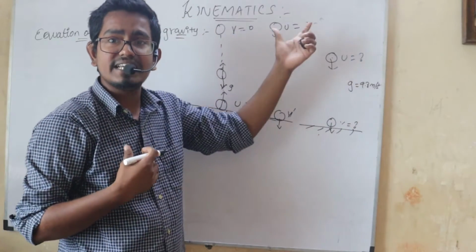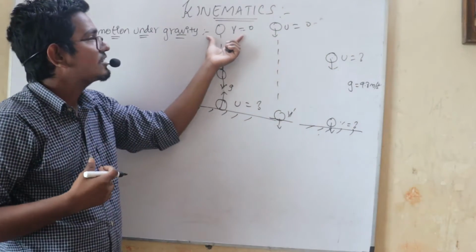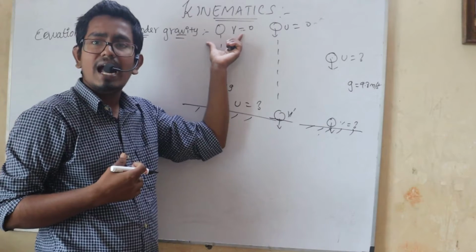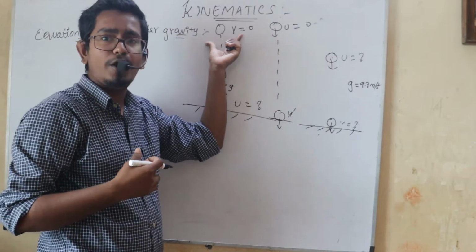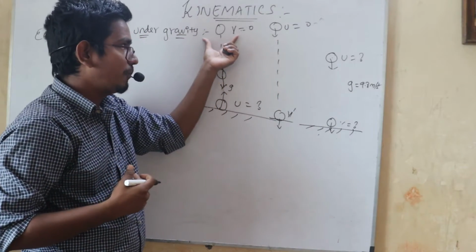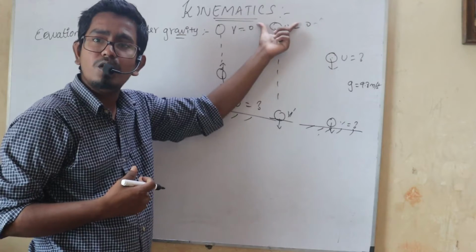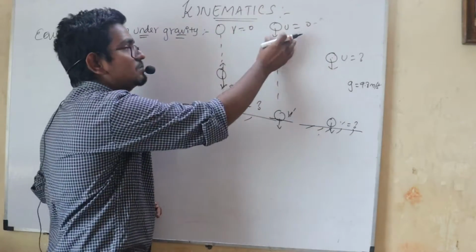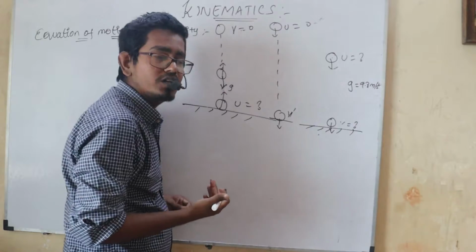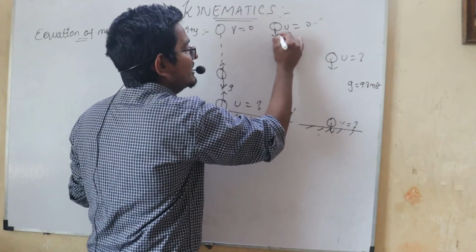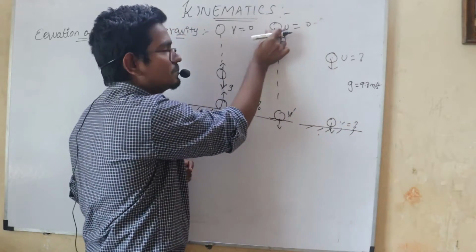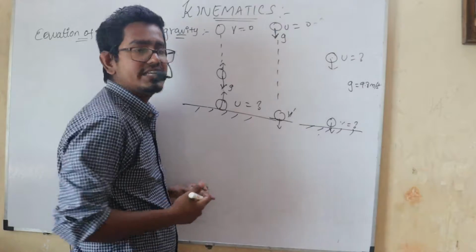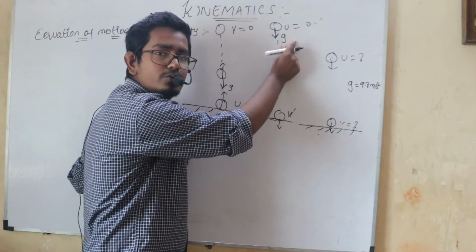I am considering my second situation. In the first situation, my ball has 0 velocity at the topmost point. After reaching the topmost point, this ball will come down to the surface of the earth, as you know already. As this ball continues its motion due to gravity, as my gravity is in the downward direction, it is going to gain velocity with the help of this acceleration due to gravity.